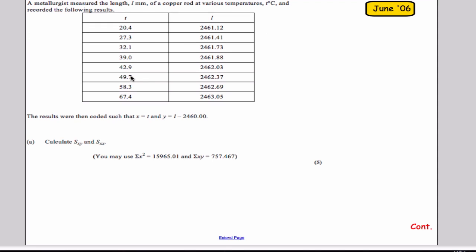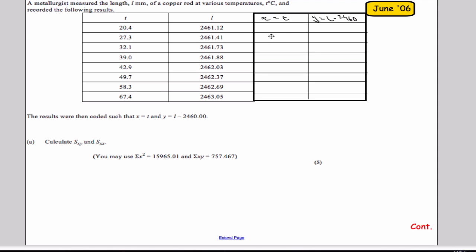Okay, a metallurgist measured the length L millimeters of a copper rod at various temperatures and recorded the following results. The results are coded, and then we're asked to calculate SXY and SXX. The first thing we're going to have to do is build a little table and then provide some coding. So I'm going to pause the video and build the table. Okay, I got my table built here, and I need to code it.